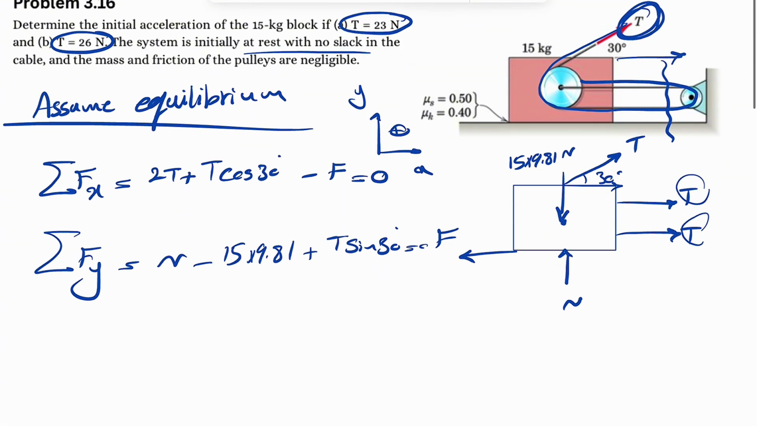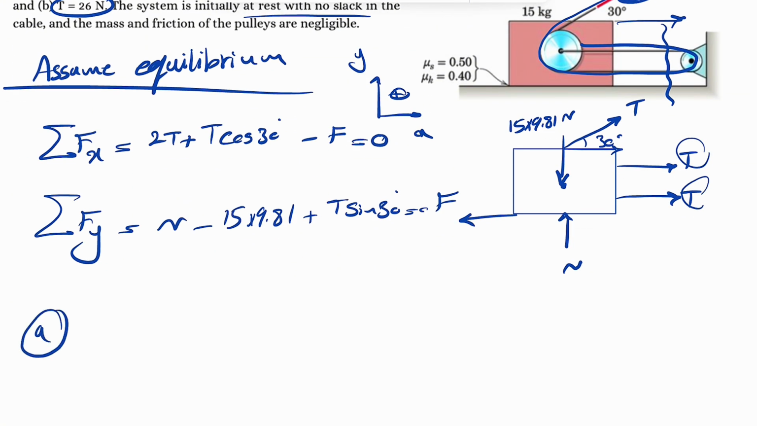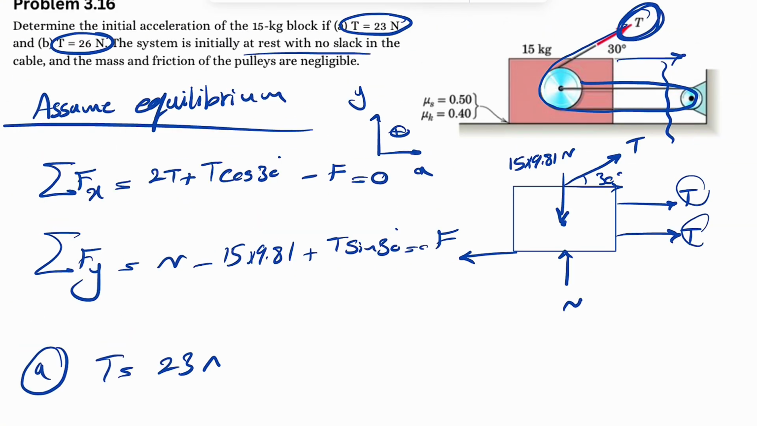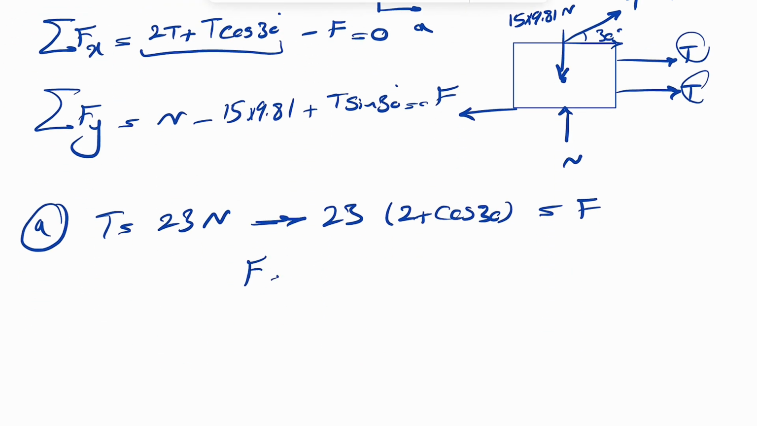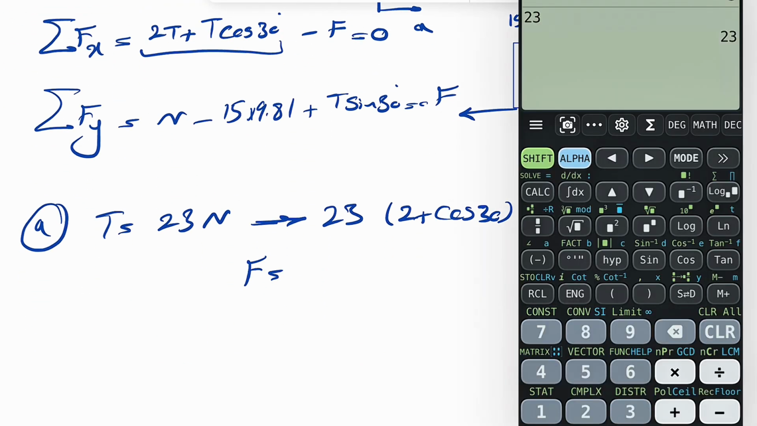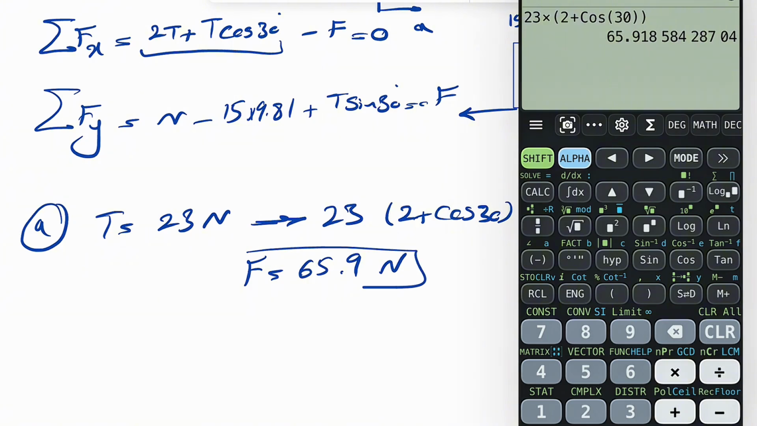So let's go with the A part of the question, where T is 23 newtons. From the first equation, we can factor T, which is 23, out of 2 plus cosine of 30, and this will be equal to F, which is our friction. So F will be 23 times (2 plus cosine of 30). This is going to give us 65.9 newtons.